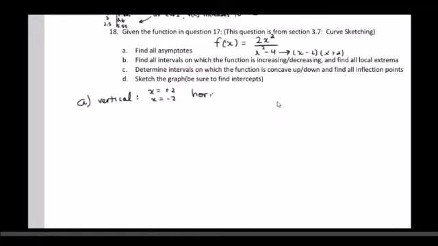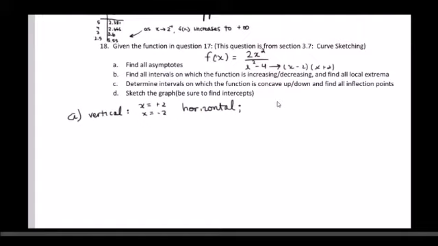Horizontal asymptote depends on the degree of the numerator and the denominator. If you look at our function, the numerator is degree 2, it's an x squared. The denominator is also degree 2, it's an x squared. When the numerator and denominator are equal degree, then you divide the leading coefficients. So in this case, 2 divided by 1. So the horizontal asymptote is the line y equals 2.